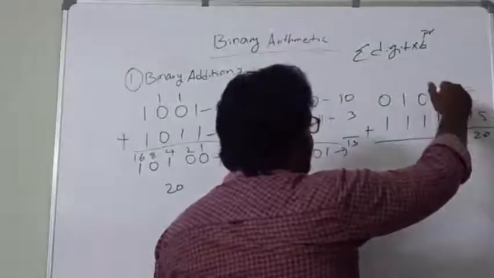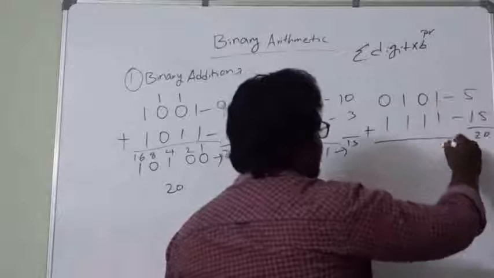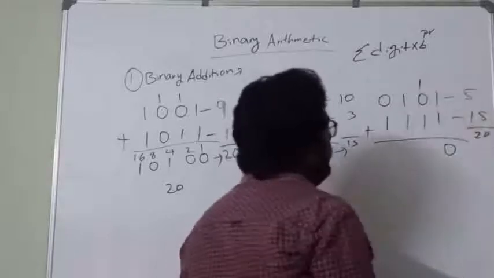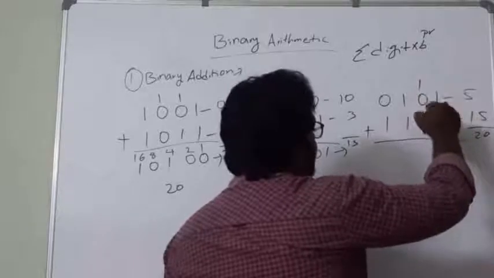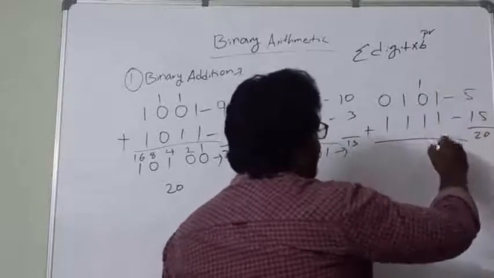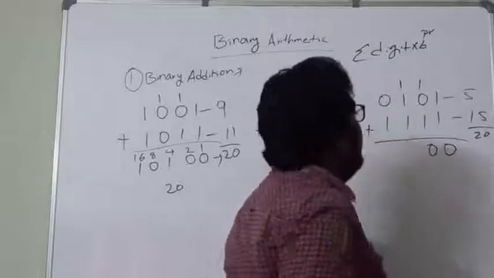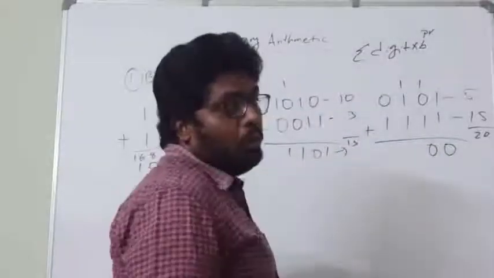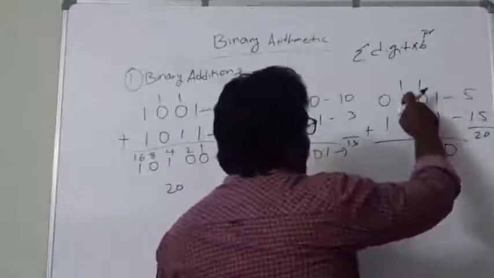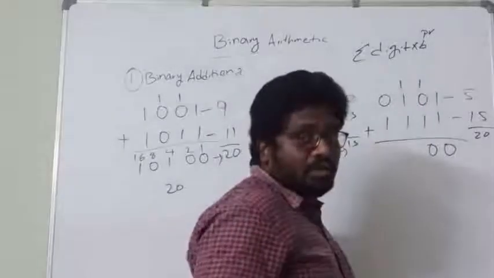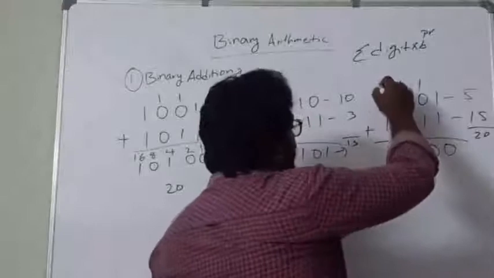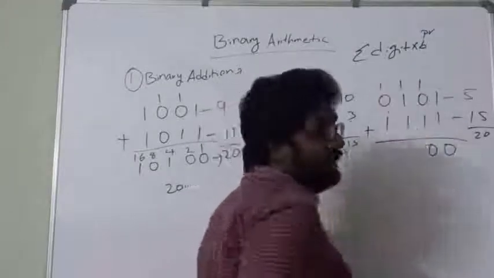So on adding 1 with 1, the resultant will be 0, carry will be 1. So 0 plus 1 will be 1, and the resultant with the carry 1 will be 0. Here we are having a carry 1. So again 1 plus 1 will be added, the resultant will be 0 and the carry will be 1. We are keeping the carry here, right?